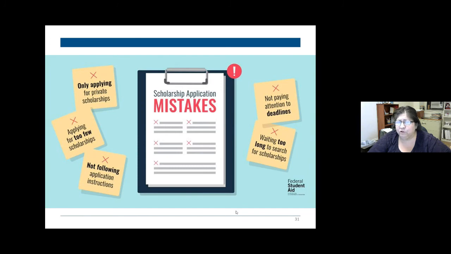I've seen scholarships from churches for 250, for 500, from different things. So just look for them. They are there, they are available. You just need to apply. Okay, and good luck with that part. Next slide, please.